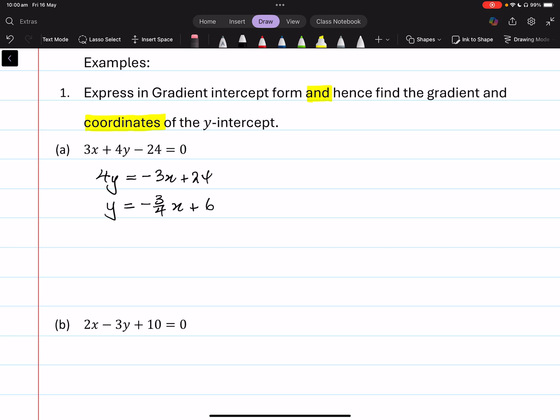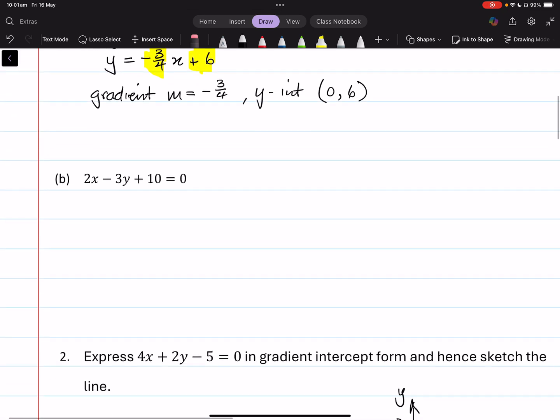Now, when you do that, the number in front of x is the gradient, and the constant is the y-intercept. So we'll write that down, the gradient, as we're asked to find the gradient. I'll use m because m is normally a letter for representing gradient. Our gradient is equal to minus 3/4, and our y-intercept, now we've been asked to write as coordinates, so it's 0 across and 6 up, (0, 6). All right, feel free to pause the video and do B by yourself.